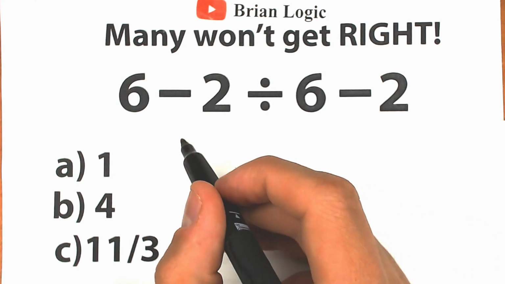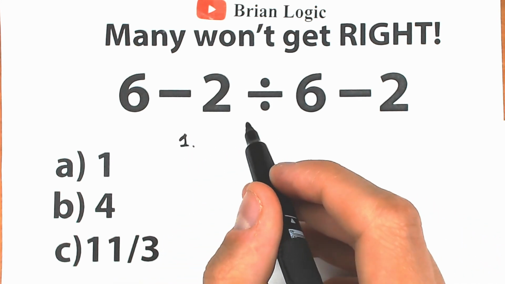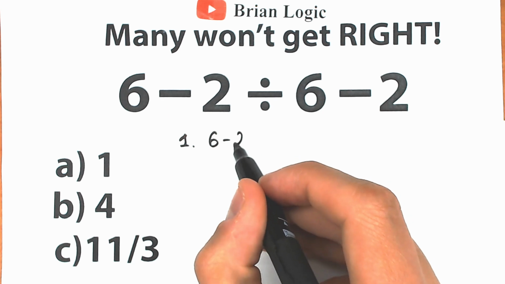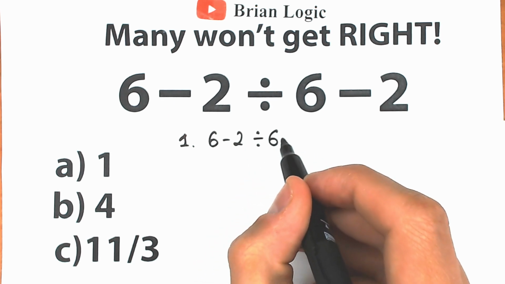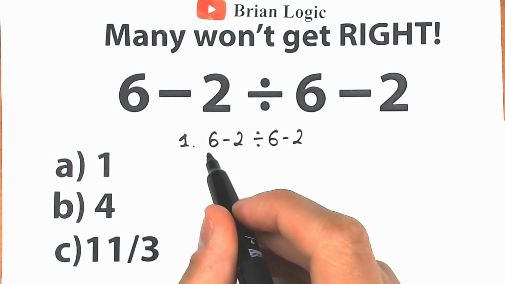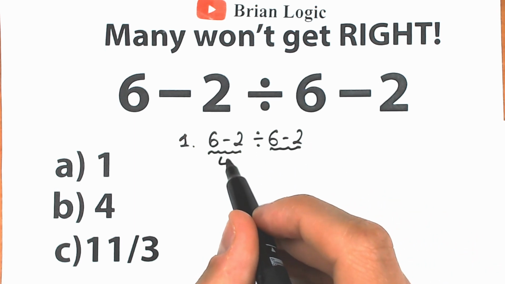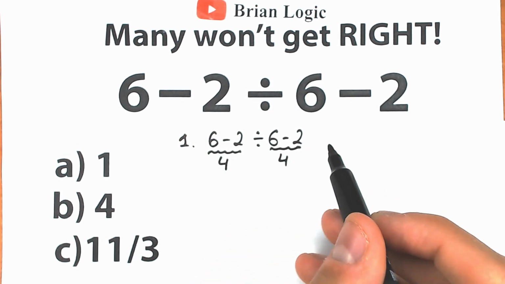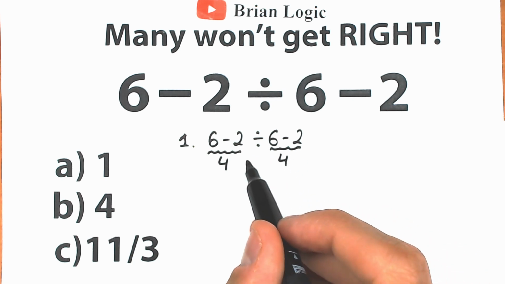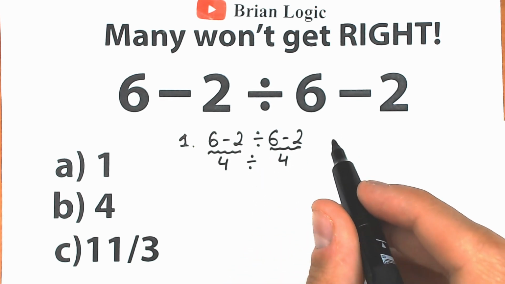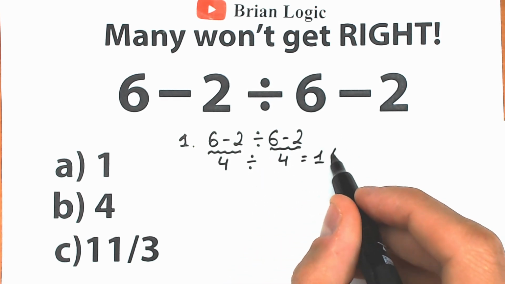So a lot of students say, okay, here's our first interpretation. We have 6 minus 2 divided by 6 minus 2. We have 6 minus 2 on the left hand side and 6 minus 2 on the right hand side, so right here we have 4 and right here we have 4. Then with the division in the middle we have 4 divided by 4, which is equal to 1, and this is option A.